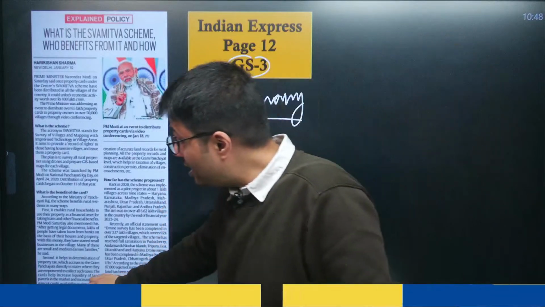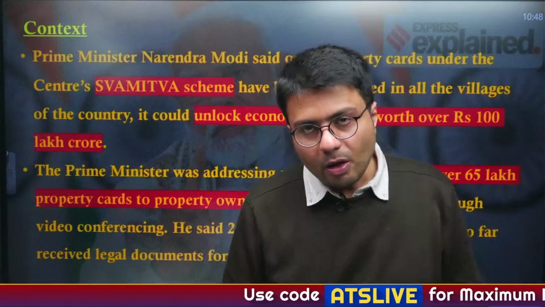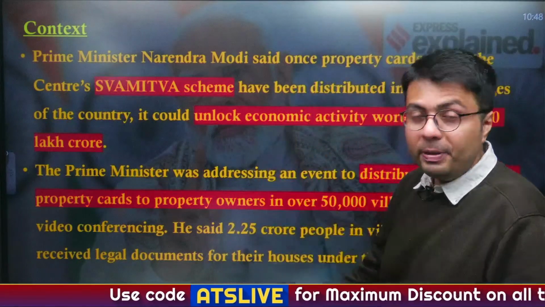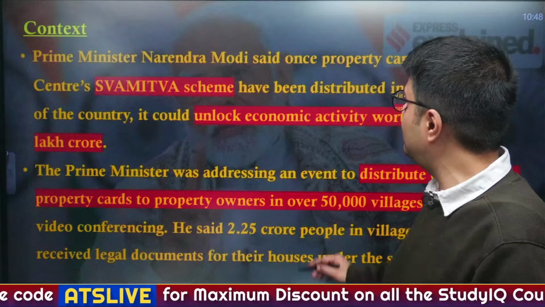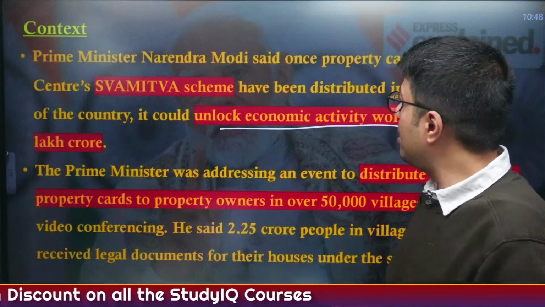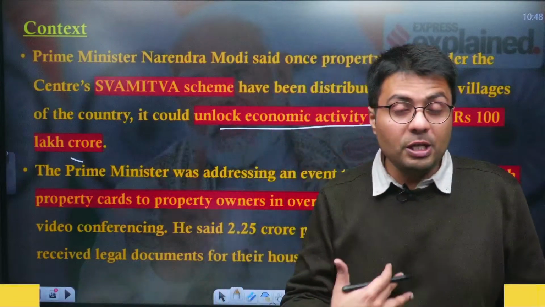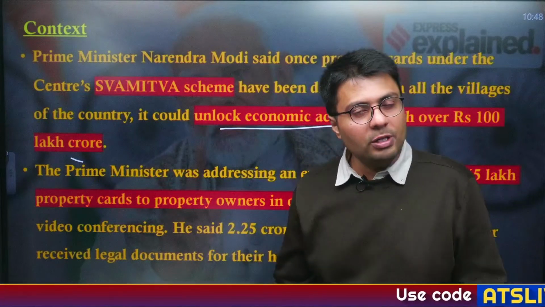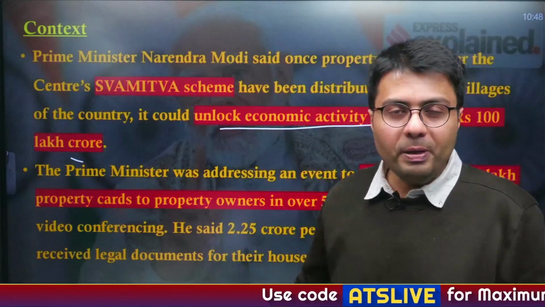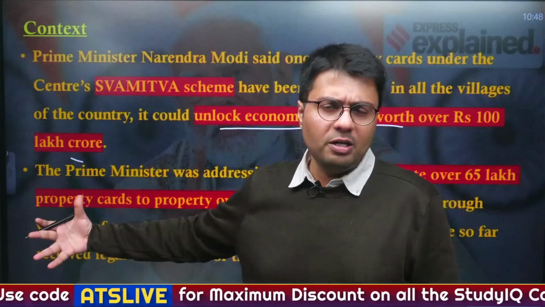Now let us try to understand the context of this article. As you can see, Prime Minister Narendra Modi, while distributing the property cards under the PM Swamitva scheme, has said that this scheme has the potential to unlock our economy by more than 100 lakh crore rupees. And why is he making such a statement? Because the property cards are distributed to the owners of land and property in India, and this can lead to many economic benefits which we'll look at in our discussion.